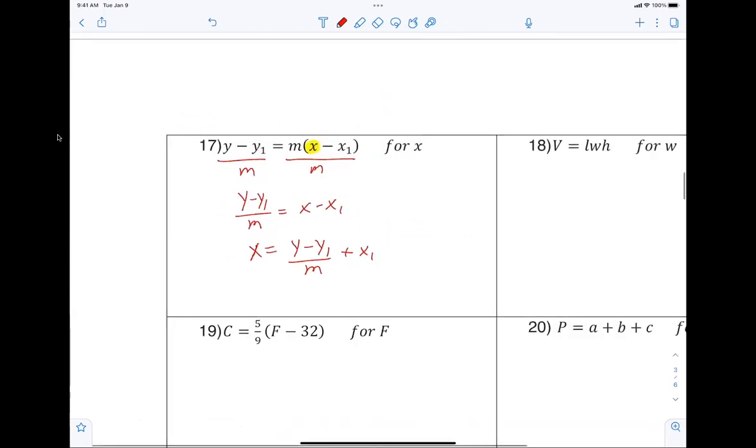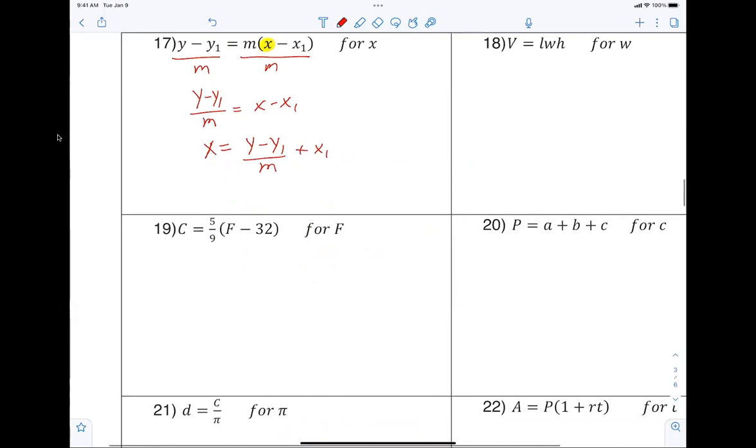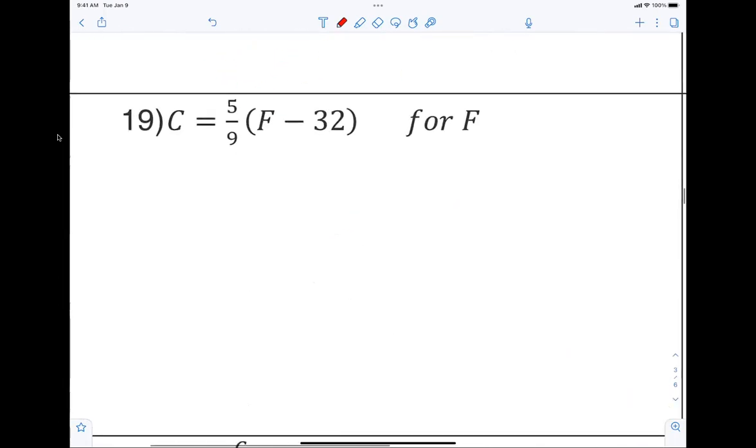I need help with 19. Does anybody know what formula that is? First, tell me what C and F in science are abbreviations for. That is correct. Converting Celsius to Fahrenheit, or Fahrenheit to Celsius.